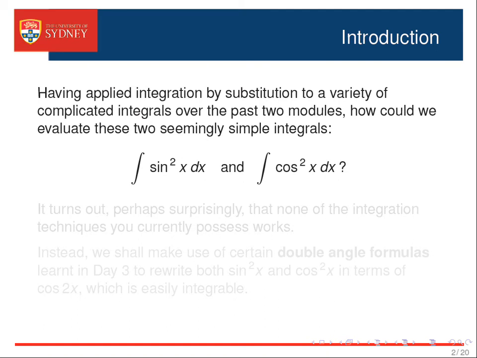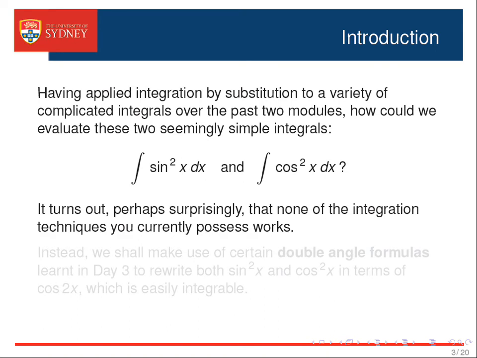In the previous two modules, we learned the technique of integration by substitution and applied it to a variety of difficult integrals. Surely then, it shouldn't be too difficult to integrate the fairly simple functions sin squared x and cosine squared x. But unfortunately these integrals are harder than they look, and none of the integration techniques you currently possess works.